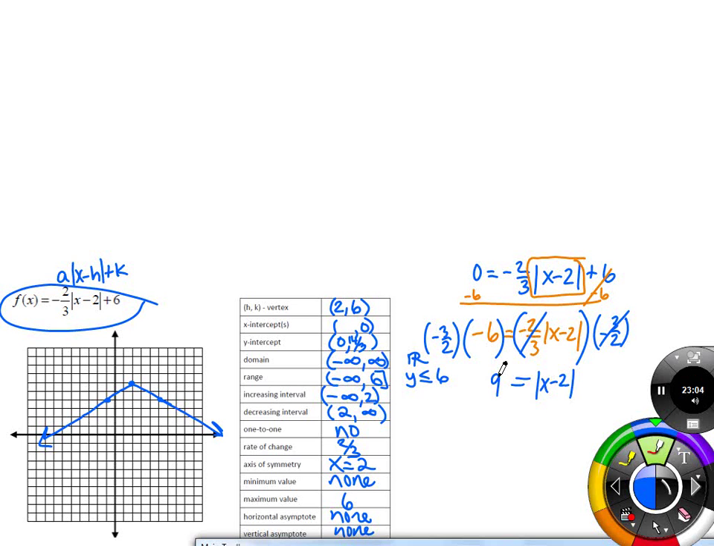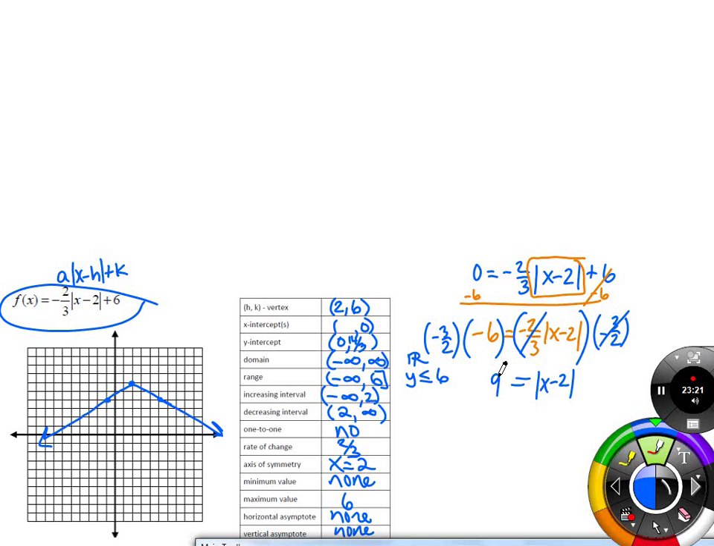Not possible. So if we shifted this whole thing down here, what would the x-intercepts be? They would be non-existent, and algebraically you would see something like this that doesn't make sense. You would be trying to get an absolute value set equal to a negative number. So be aware of that, okay?